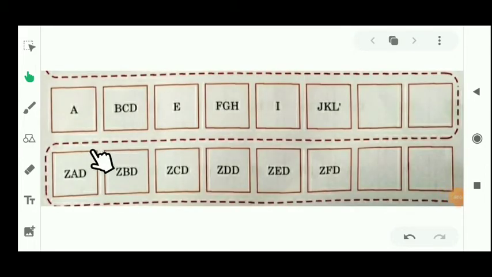Students, let's see some more questions. Let's read this pattern. Here is A. After the A, B, C, D will come. Then after the D, E will be there. And after the E, F, G, H. Then after H, I will come. Then after the I, J, K, L is there.